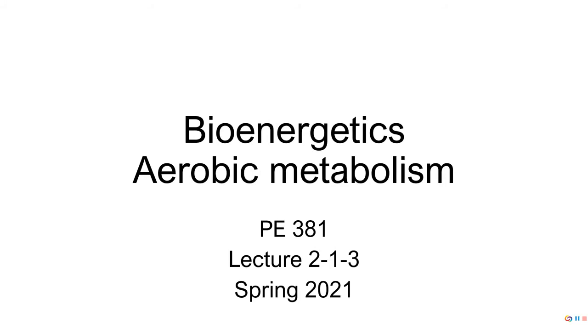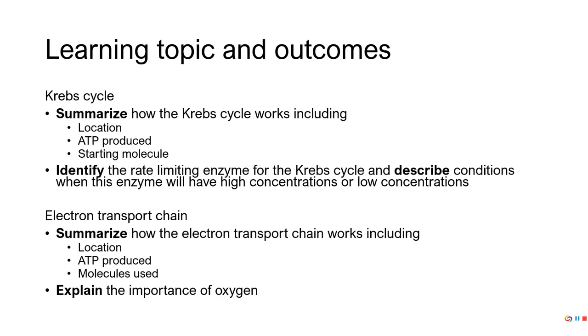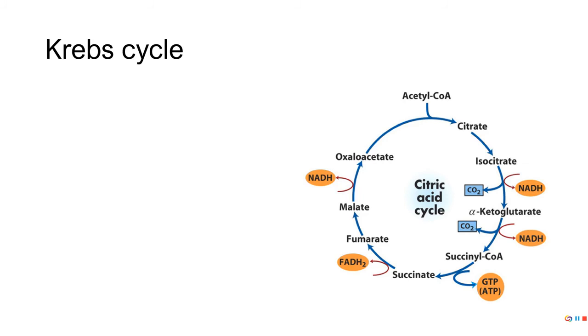Okay, so we're going to finish off Tuesday of week 2 by talking about aerobic metabolism. Remember, anaerobic means without oxygen, aerobic means with oxygen. So we're going to talk about Krebs and electron transport. And again, most of this will be review, but we're going to go a little bit more in detail than we did in 220. So the Krebs cycle is just what it sounds like.